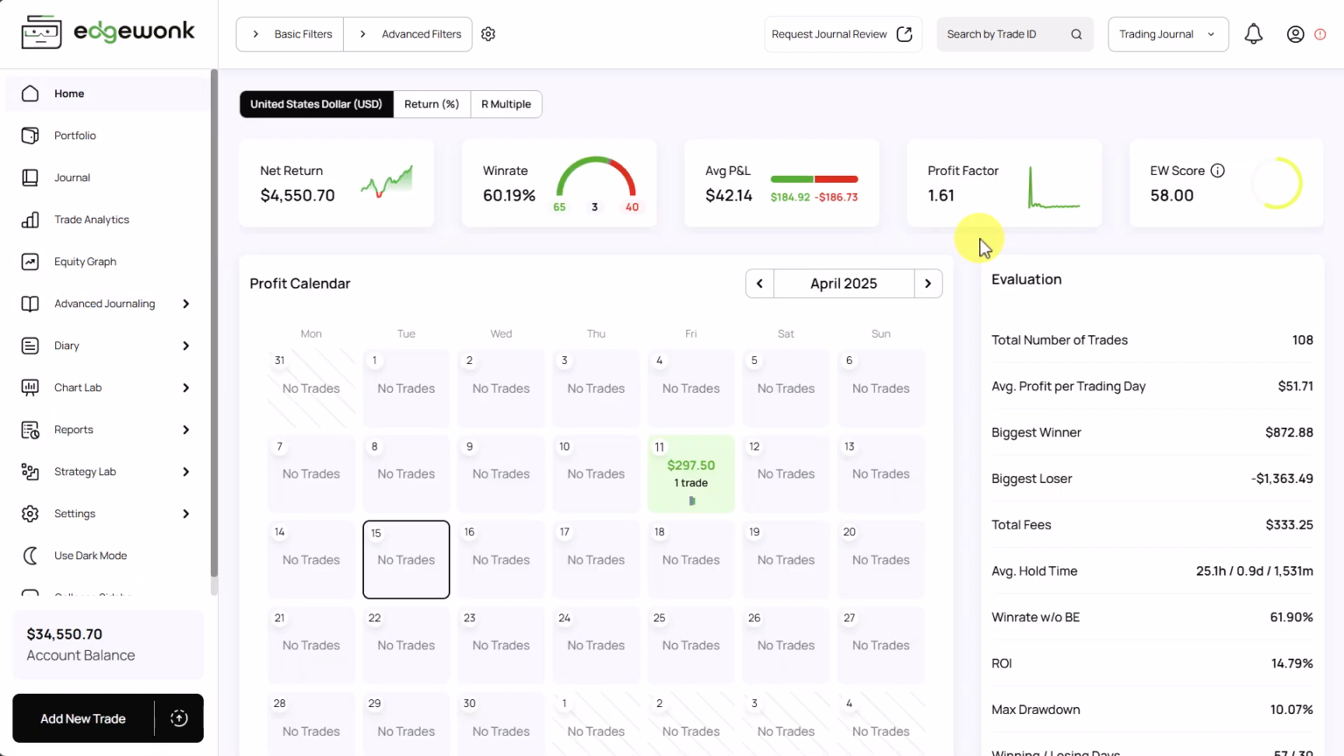And this is then how you start journaling your trades in Edgewonk in the most efficient way to unlock very powerful features in your Edgewonk trading journal.